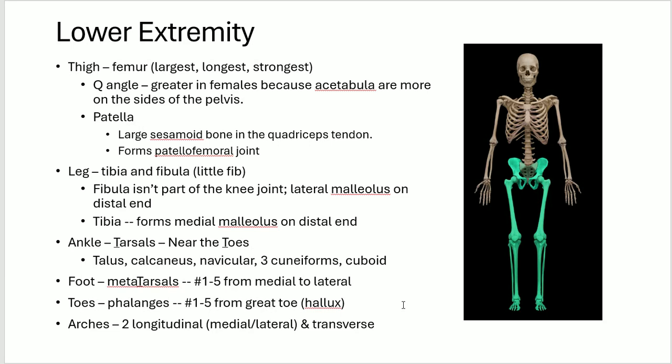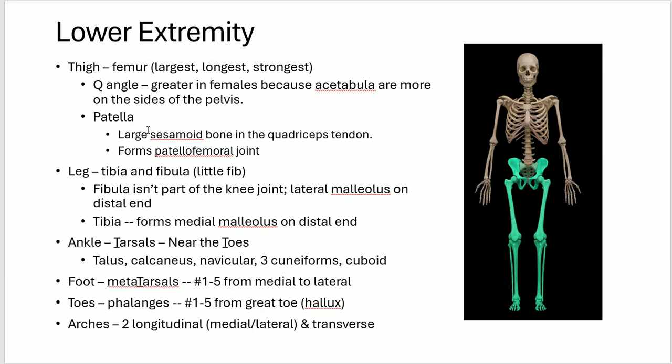More on lower extremities. So our thigh, that's our femur bone. That is the largest, longest, and strongest bone in the body. That angle that we were talking about, where the head of the femur attaches to the acetabulum and the pelvis, that's called the acute angle. So that's right here. In females, it's going to be a lot greater because the acetabula are going to be more on the sides of the pelvis, right? So the femur is going to go out and down.